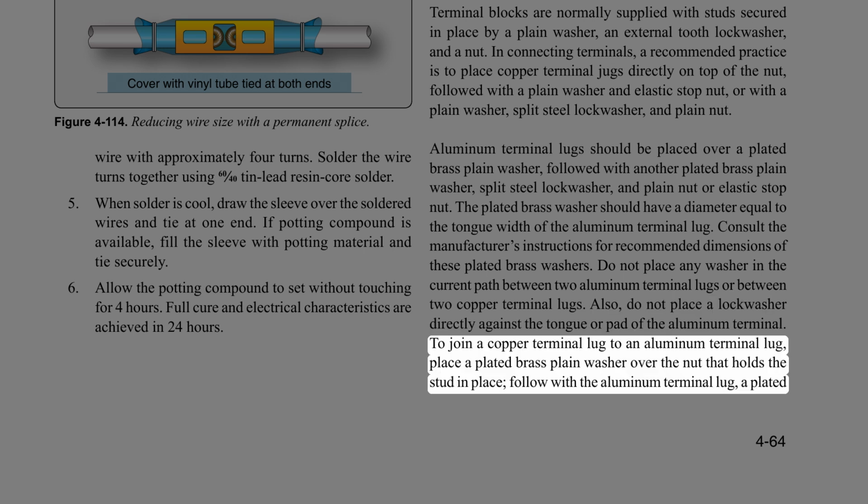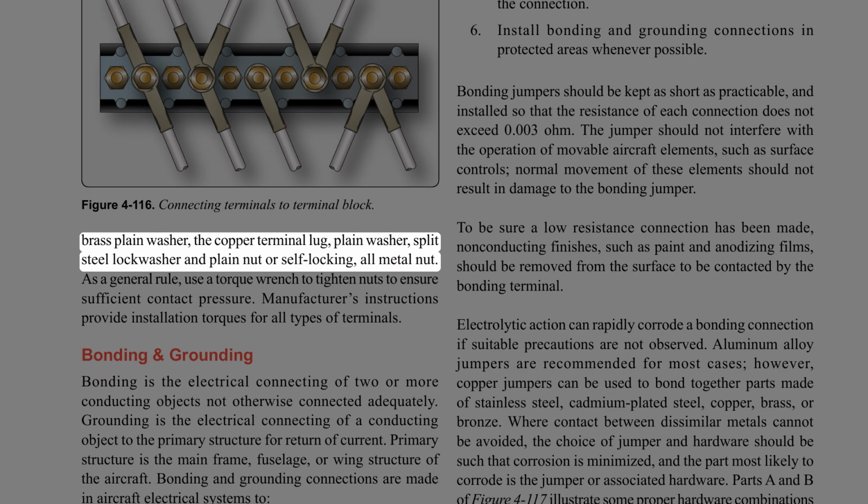To join a copper terminal lug to an aluminum terminal lug, place a plated brass plain washer over the nut that holds the stud in place. Follow with the aluminum terminal lug, a plated brass plain washer, the copper terminal lug, plain washer, split steel lock washer, and plain nut or self-locking all-metal nut.